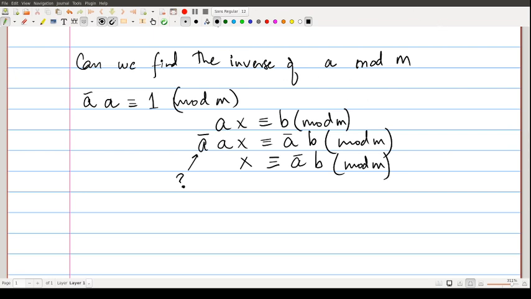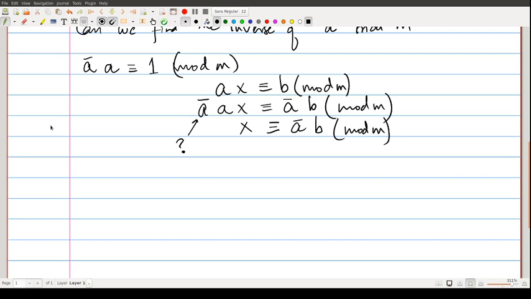And so now what we're looking for is, first we need a guarantee, right? The question is, does the inverse even exist? And so we have a theorem that tells us something important. So here's an important theorem.